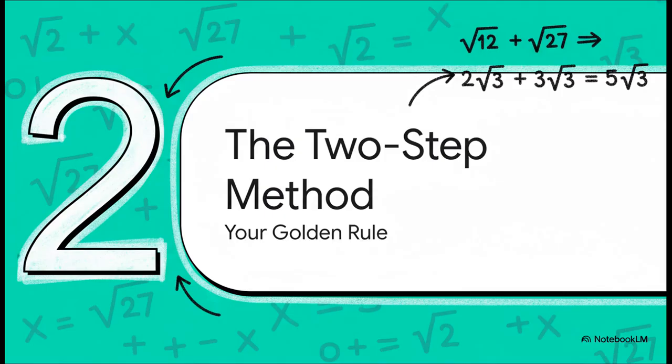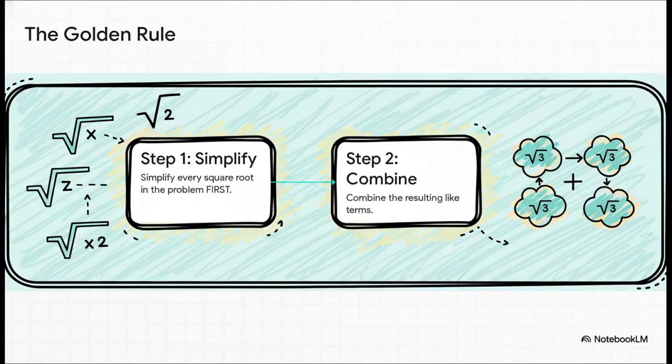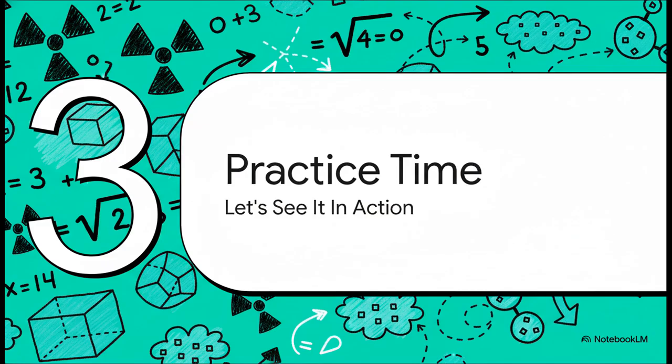Okay, so this leads us to the heart of the whole thing, a super simple two-step method that will work every single time. This is your golden rule for adding and subtracting radicals, period. And here it is. Step 1, and listen up because this is the most important part. You have to simplify all the square roots first before you do anything else. Don't even think about adding them yet. Then, step 2 is the easy part. Once they're all simplified, you just go ahead and combine the like terms that you found. All right, that's enough talk. Let's actually put this two-step method to the test, and you can see for yourself just how easy this is.